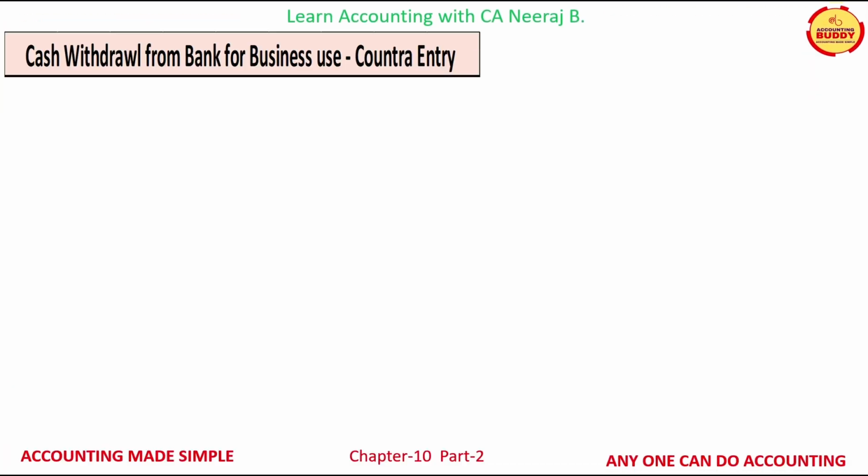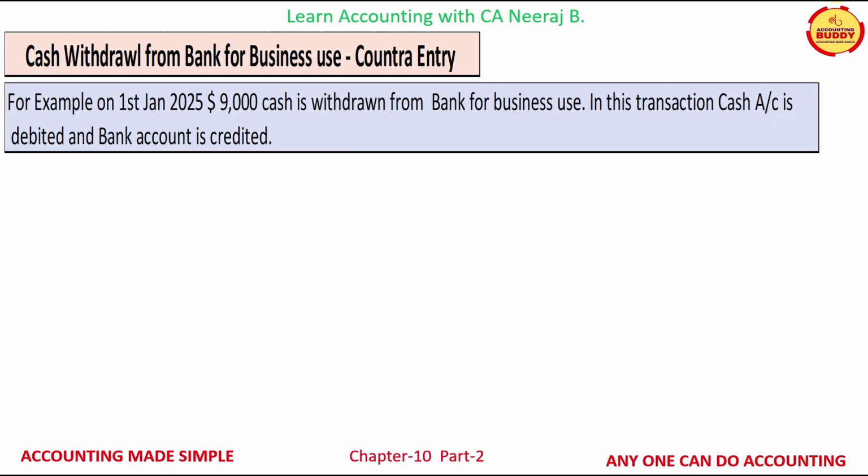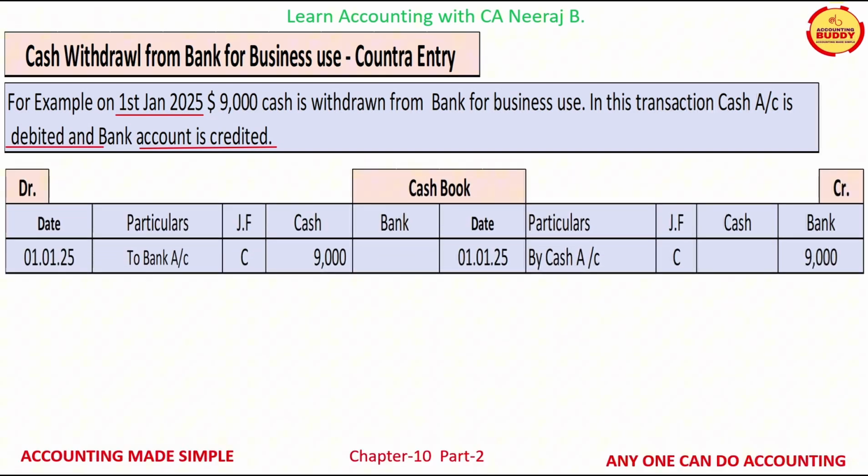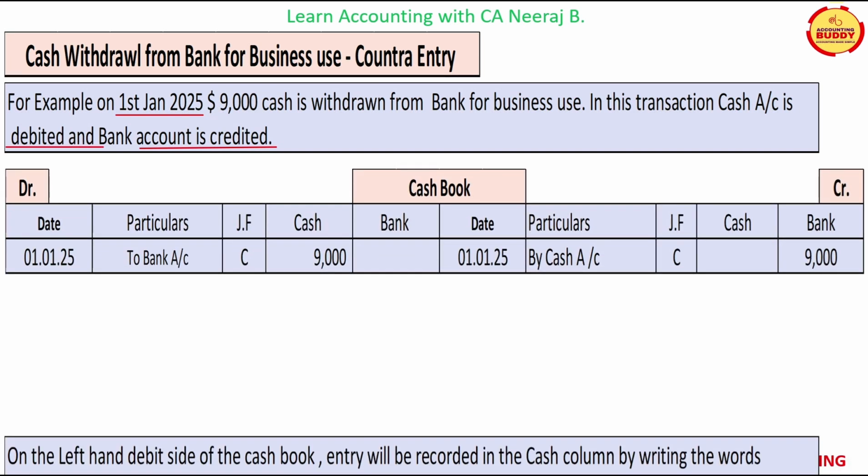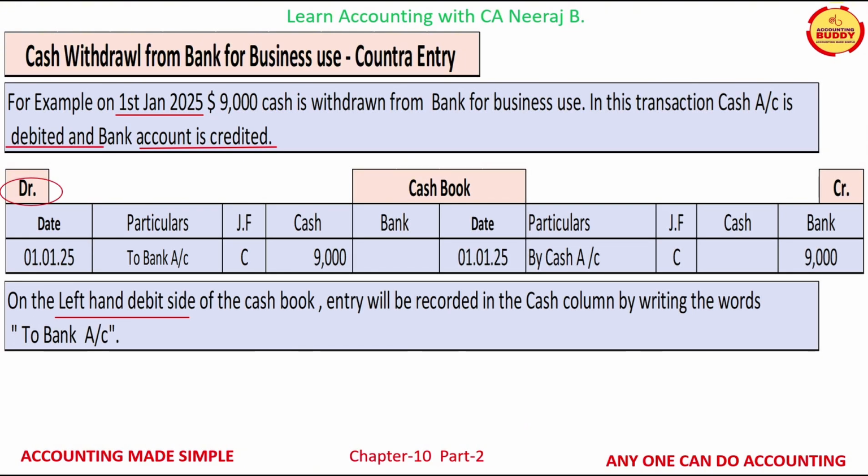Let us learn contra entry for cash withdrawal from the bank for business use. For example, on 1st of January 25, $9,000 cash is withdrawn from the bank for business use. In this transaction, cash account is debited and bank account is credited. The double column cash book will appear as displayed on your screen. On the left hand debit side of the cash book, entry will be recorded in the cash column for $9,000 on 1st of January 25 by writing the words to bank account.